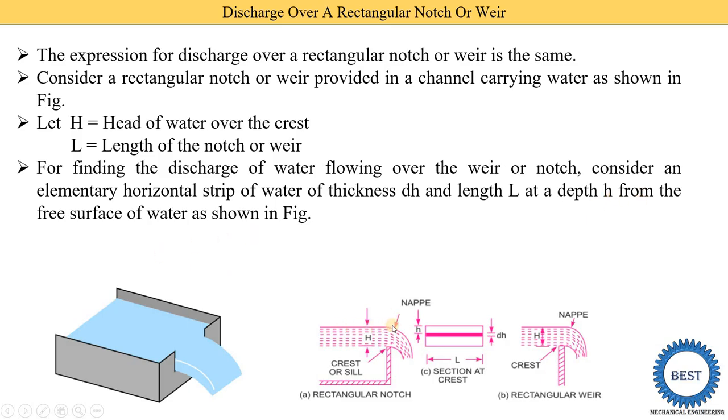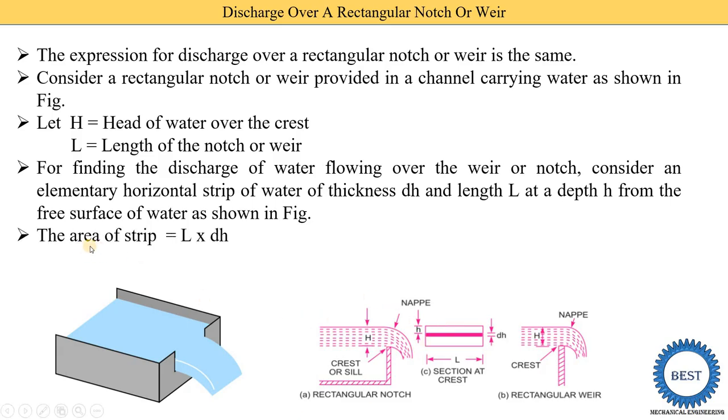This is the free surface of the water, and from the free surface the strip is at a certain depth, denoted as small h. Here you can understand the difference between small h and capital H. Capital H is the height of the water above the crest level, and small h is the depth of the small strip that we consider for this derivation. First we derive the equation of the discharge for a small strip dQ, and by integration we find the total discharge of the notch or weir.